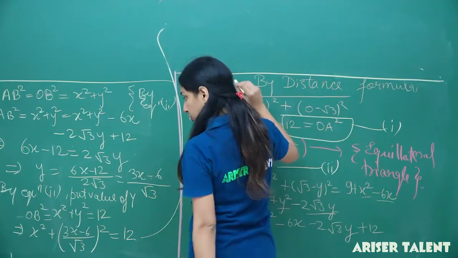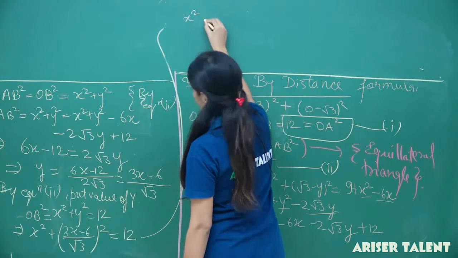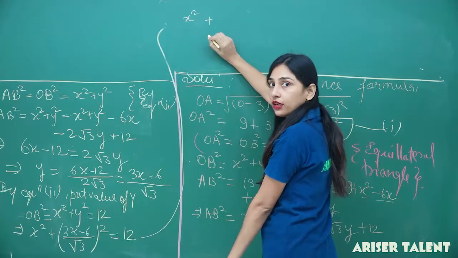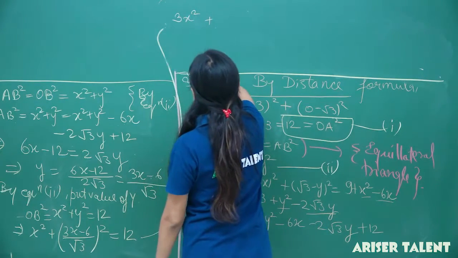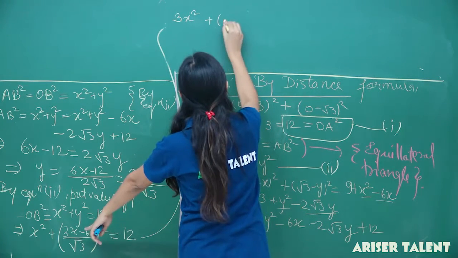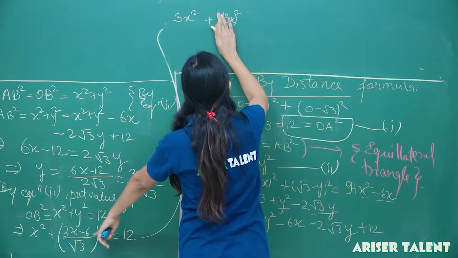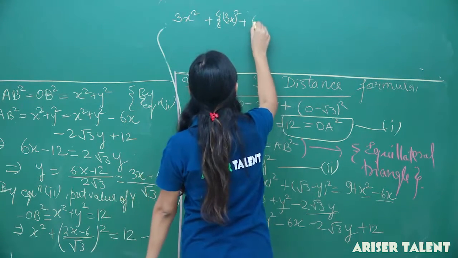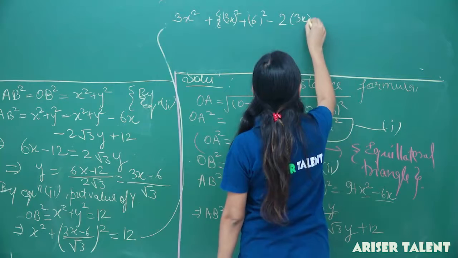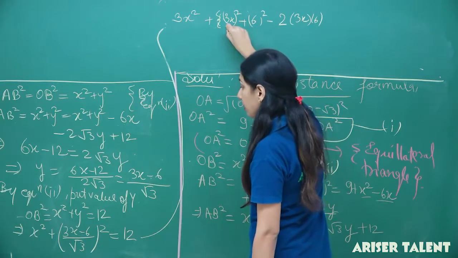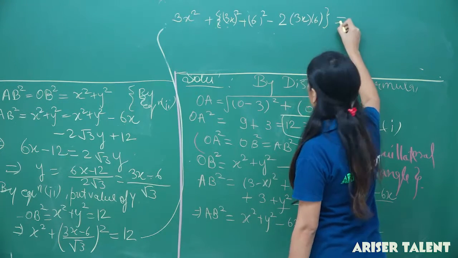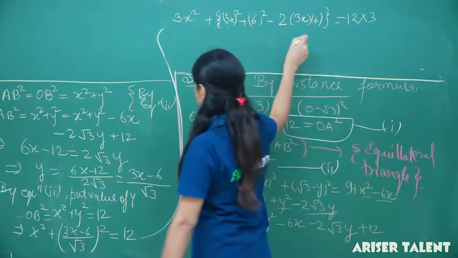So if I talk about this equation, x square plus, now root 3 square is what? 3. So I can write 3x square here, I will send it here. 3x square plus (a square plus b square minus 2ab), right, equals 12 multiplied by 3 that I have taken common.